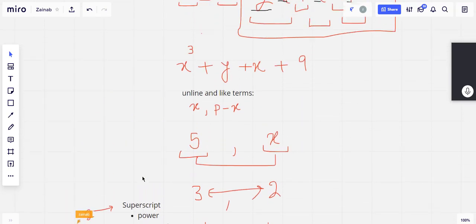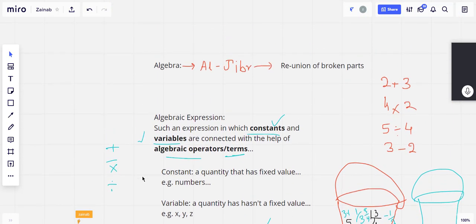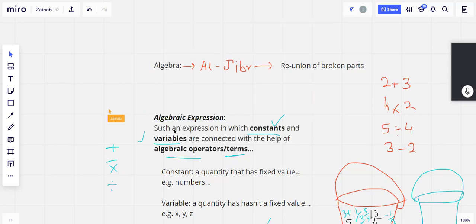Alright, now let's look back at the definition. Follow my mouse here. Now let's discuss each and everything here in the definition. So, such an expression in which constants? So what are constants? A quantity that has a fixed value. Like? Numbers. And what are variables?